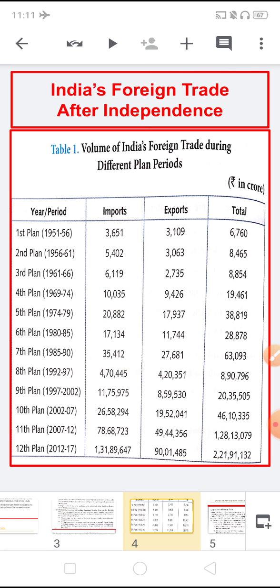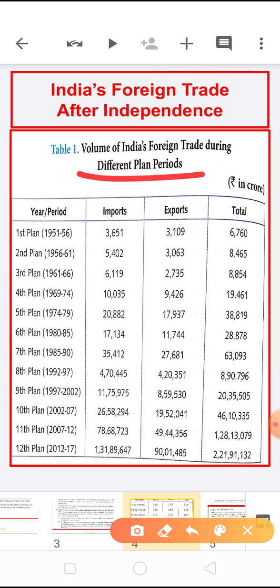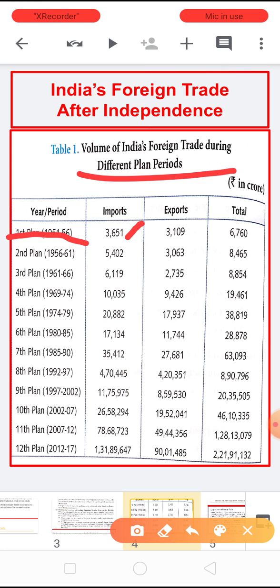I mean, what is the condition of our country's foreign trade from time to time, from plan to plan. Children, here we are talking about the volume of India's foreign trade during the different plan periods. In the first 5-year plan, which ran from 1951 to 56, our import is 3,651 crores, whereas export is 3,109 crores.